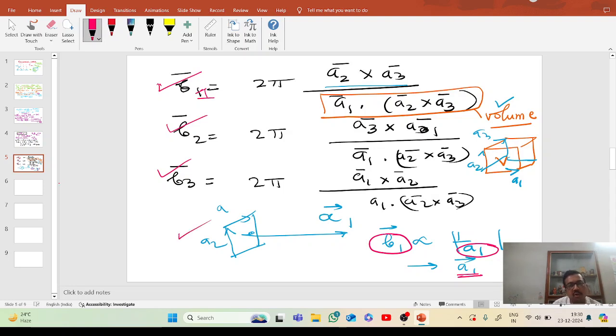Now it has a lot to do with the X-ray diffraction experiment, and the reciprocal lattice gives the proper representation of the first order, second order, third order diffraction phenomena, which is also called Bragg's diffraction. So we'll come to know it in a later lecture.